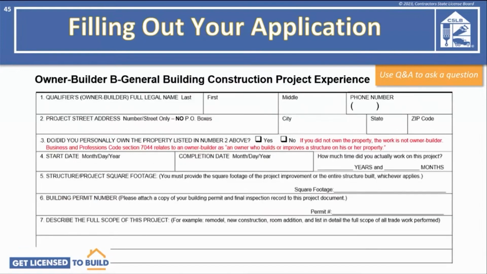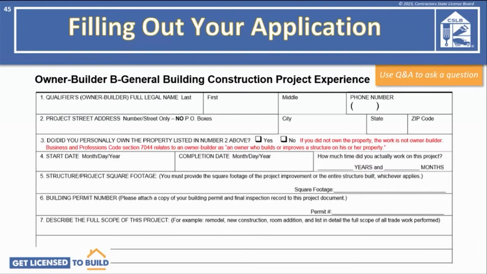Parts of the application, Owner Builder B, General Building Construction Project Experience, Part 1 of 3. The next form we will discuss is the Owner Builder B, General Building Construction Project Experience form. This form only needs to be completed if you are applying for a B General Construction license and you want to receive experience credit for working on projects on your own property.